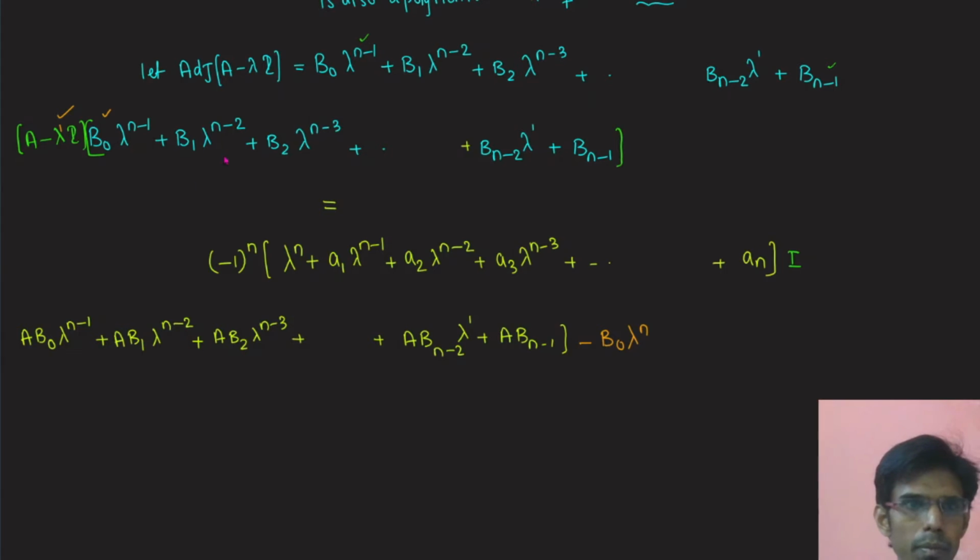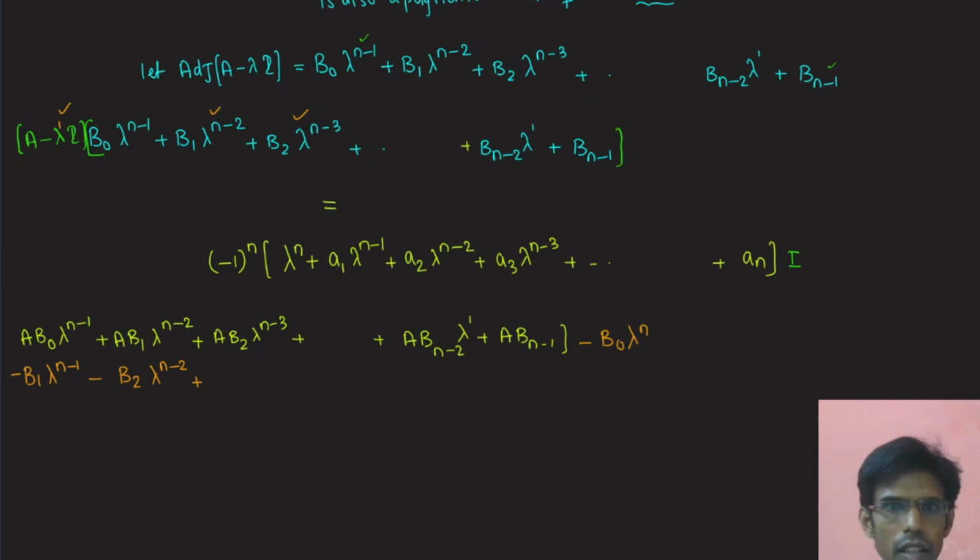Next, this term multiplying lambda I with the second term, then I'll get b1. First of all, I'll get minus sign, minus b1 lambda power n minus 1. Since we have lambda power 1 and n minus 2, plus 1, bases are same, power should be added. So I'll get lambda power of n minus 1. Next, I will multiply with this term, I'll get minus b2 lambda power n minus 2 and so on.